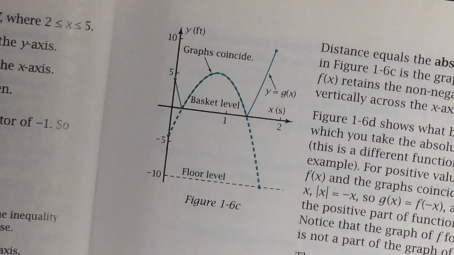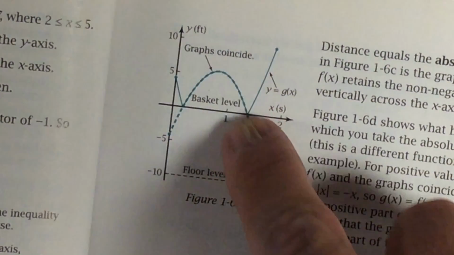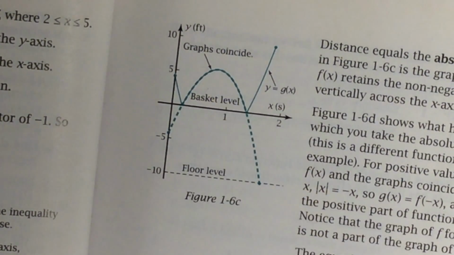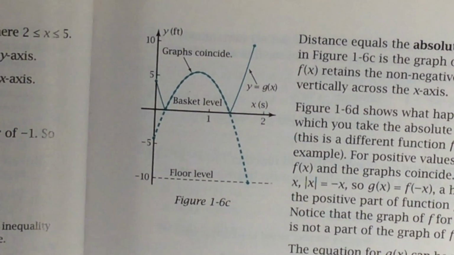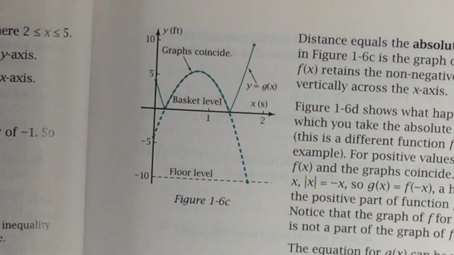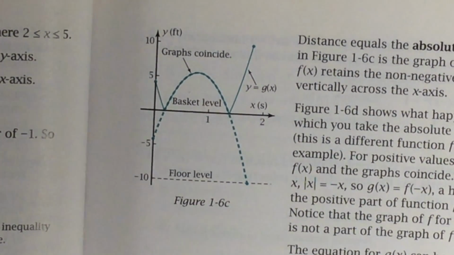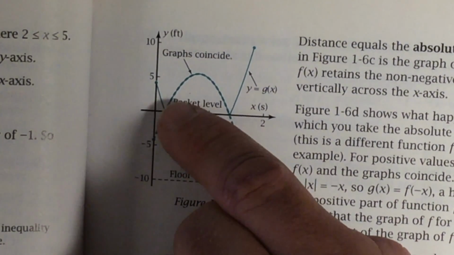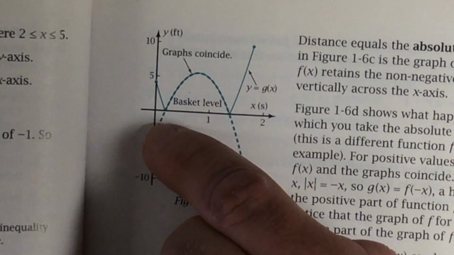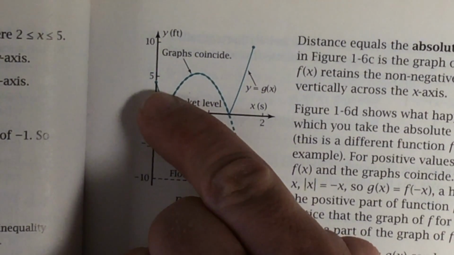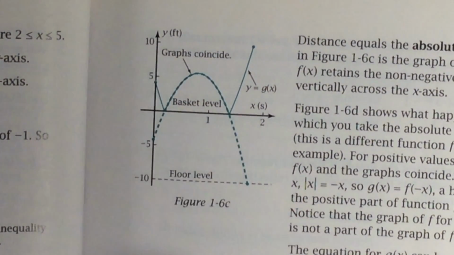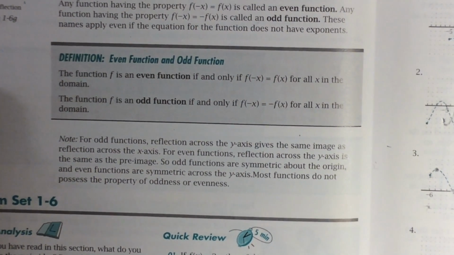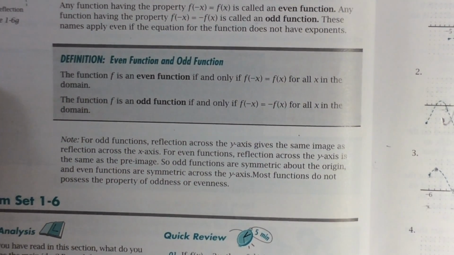If you start out with this parabola here, and then you take the absolute value of the whole function, it means that y can't be less than 0. And whenever you have a value of y that is less than 0, it changes to a positive value of equal distance from 0. And last but not least, even and odd functions.